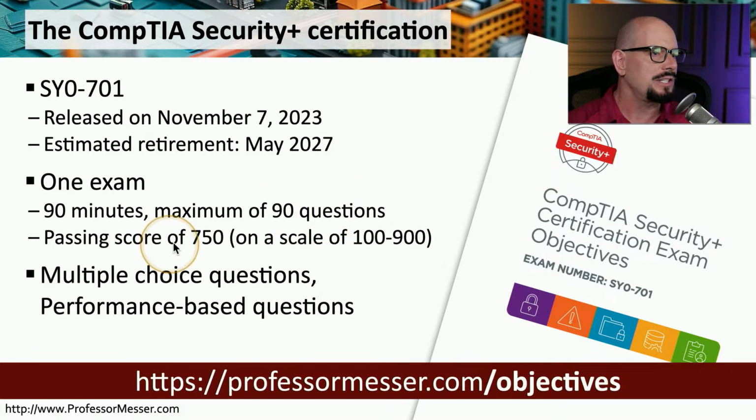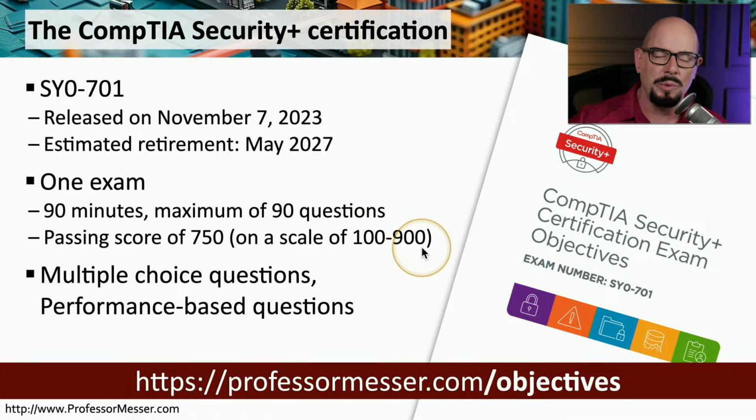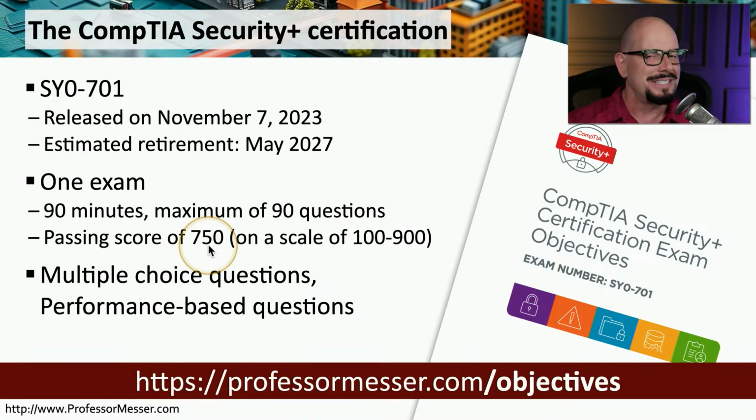You need to earn a passing score of 750, and this is on an unusual scale from 100 to 900. So out of a total of, I guess, 800 points, you need 650 points. It's hard to calculate this, isn't it? I think that's by design. But that is the score that you need to earn so that you can call yourself Security Plus certified.